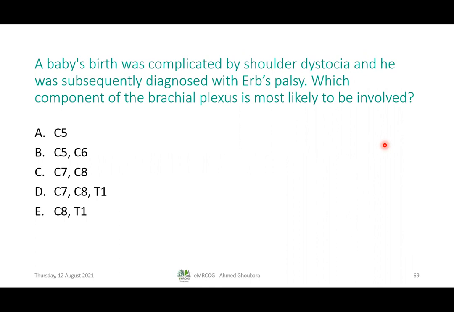One of the extremely important questions for part one and part two. This question is a recall question in part two. Maybe every year this question appears in the exam, also for part one. A baby's birth was complicated with shoulder dystocia and subsequently diagnosed with Erb's palsy. What is Erb's palsy? Which roots should be injured?